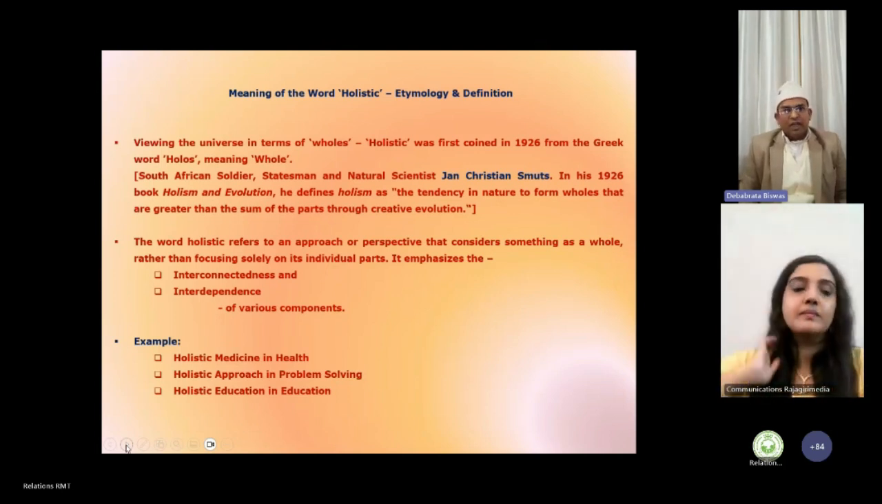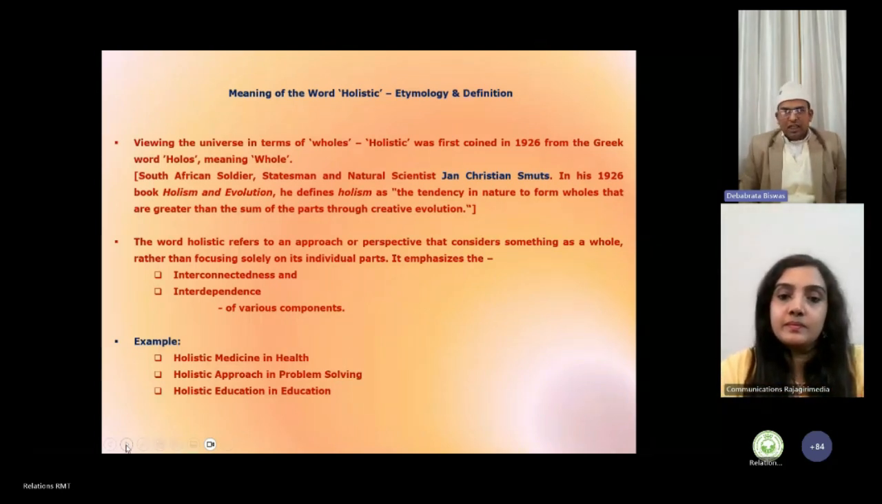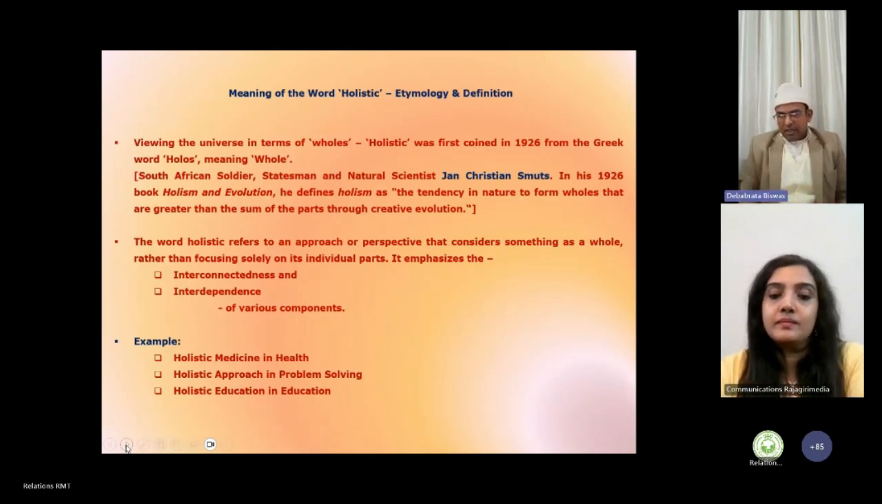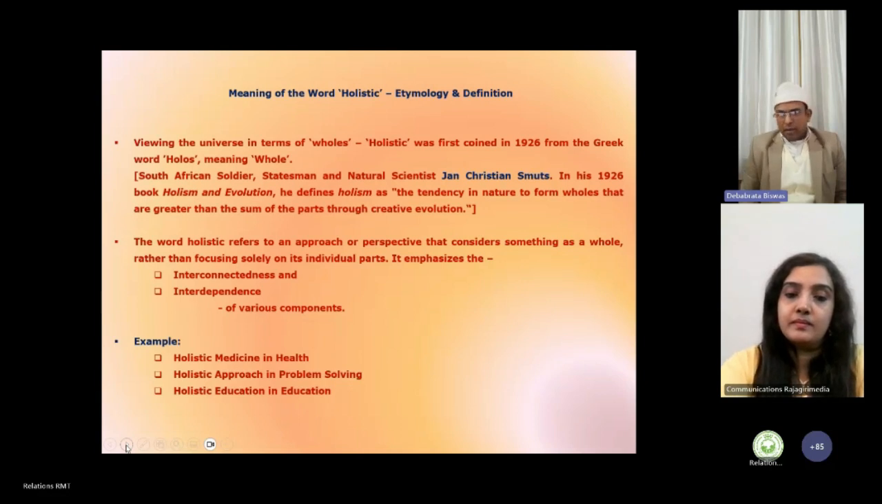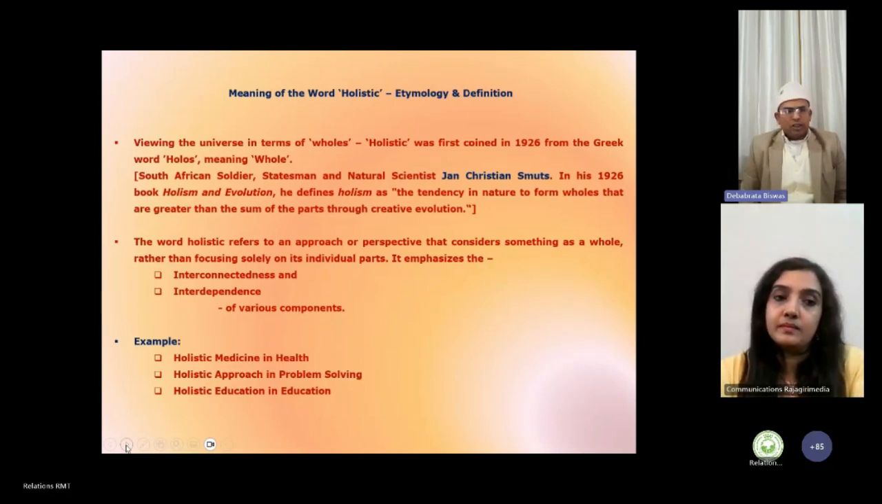So definitely we can understand that it is related with something interconnectedness, interdependence, interaction of all the inbuilt components of a particular system. So next few examples: holistic medicines in health, holistic approach in any kind of problem solving, maybe in education or corporate sector or anything. And next, holistic education in our education industry. Next slide, ma'am.